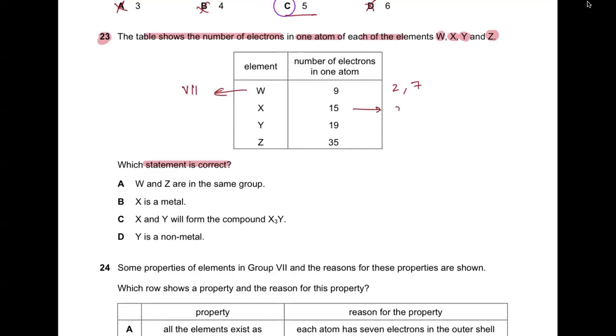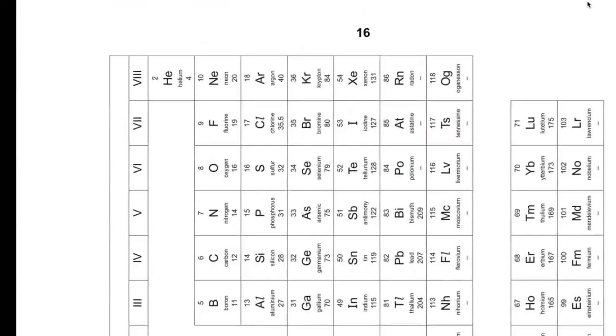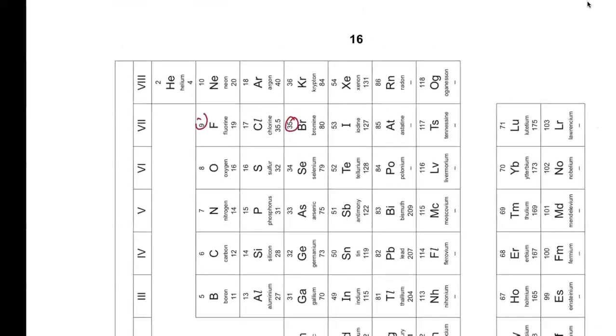It's 15, which means 2, 8, and 5. So group 5 element. It's 19, so 2 and 8 is 10, and 18 and 1. So it means it's group 1, and 35. Okay, so just leave Z. W and Z are in the same group. So we can figure out by this if its proton number 35 lies in the group. So yes, see, it was 9 and 35, right?